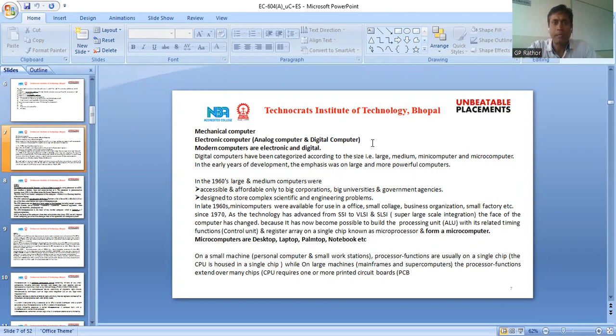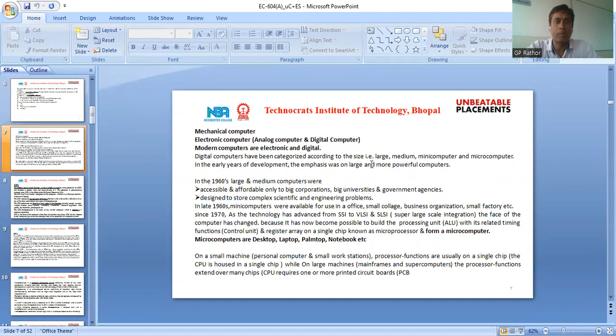So there have been many inventions from time to time in the computer system. Initially, we talk about the mechanical computer. Mechanical computers are based on mechanical gadgets, electronic computers are based on electronic components, and modern computers are based on digital circuits, that is IC. Digital computers have been categorized according to size: large, medium, mini computer, and microcomputer.